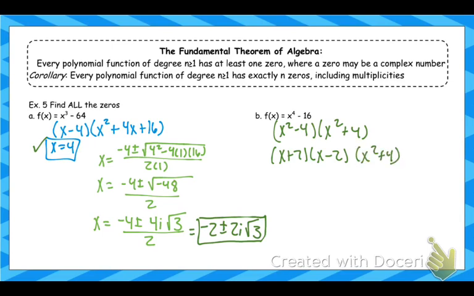So now let's find our zeros. This was a 4th degree polynomial, so we're going to have 4 zeros. So I've got negative 2, positive 2, and then I'm going to solve x squared plus 4 equals 0. So x squared equals negative 4, square root both sides, and that's going to be plus or minus 2i.